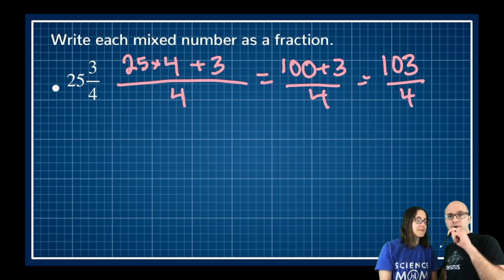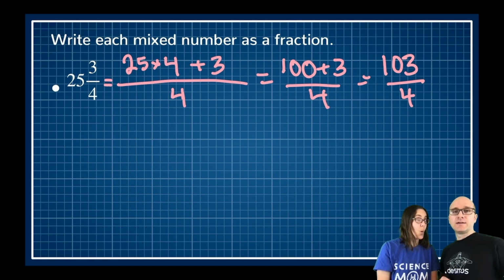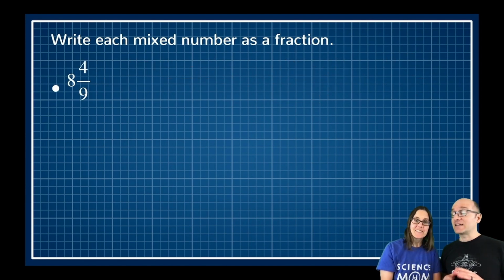Beautiful. There's only one thing you could have done any better here, Science Mom, and that would be to write an equal sign right there. Oh. Now, 103/4. 8 and 4/9. We want to write that as a fraction.